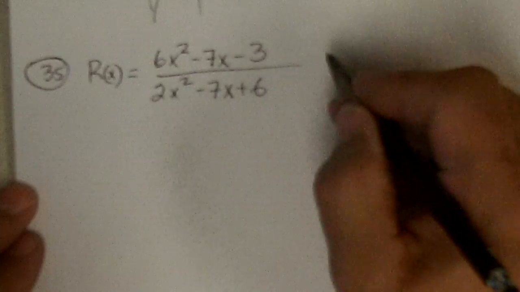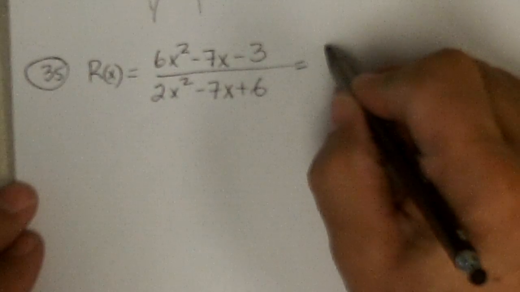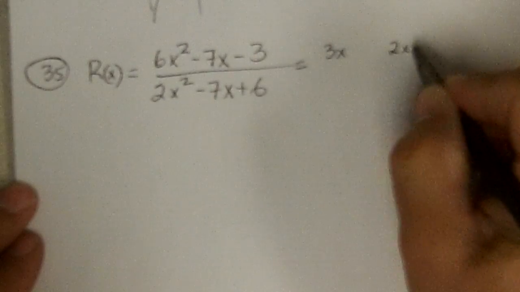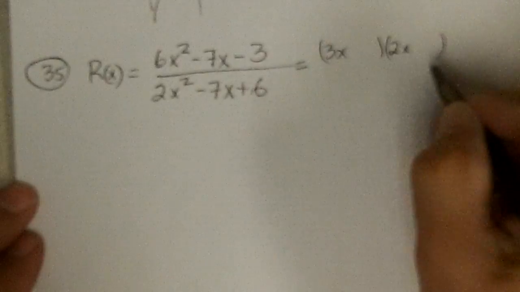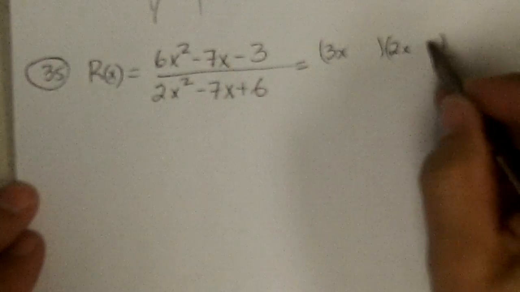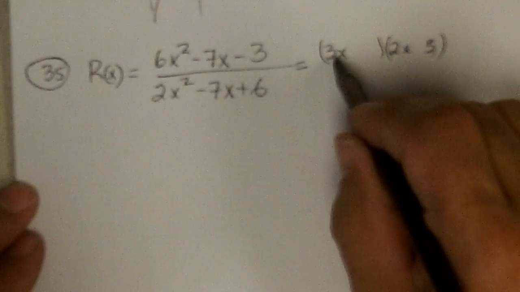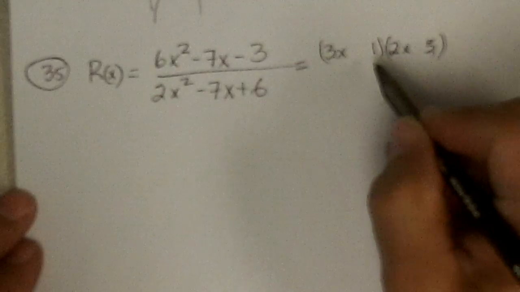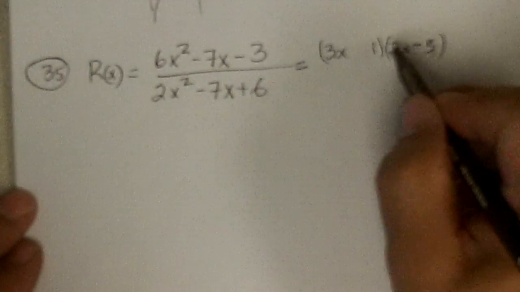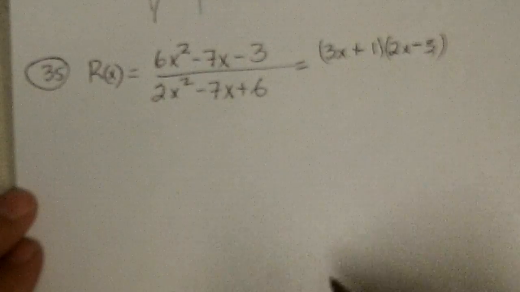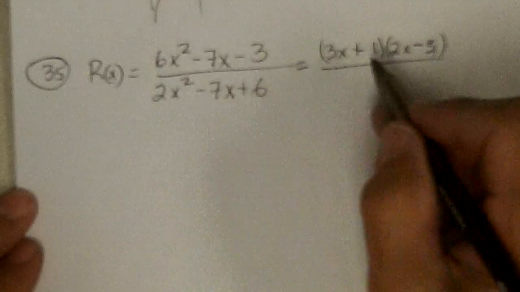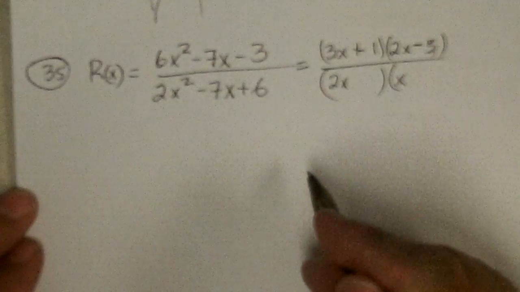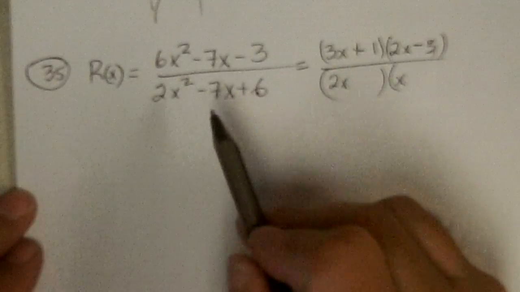Factor. So I think this factors to, must be 3x and 2x. And if I take 3 times 3, I get 9x squared. And 1 times there is 2x squared. 9 minus 2 is 7. If I could get minus 9 and plus 2. The denominator is going to be 2x and x. Got to get 6 and minus 7.